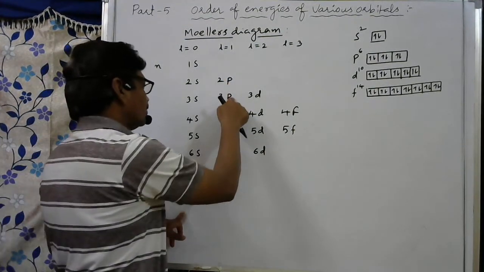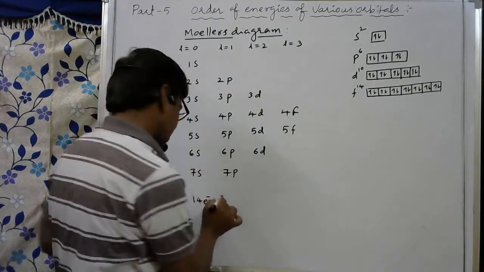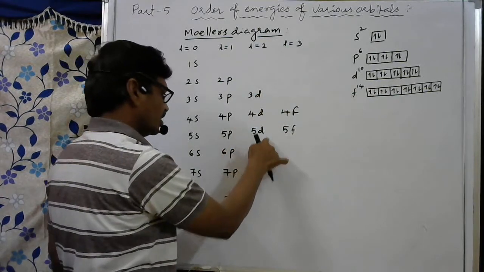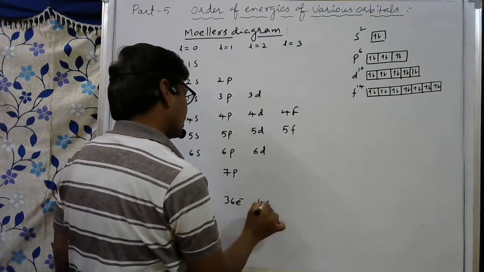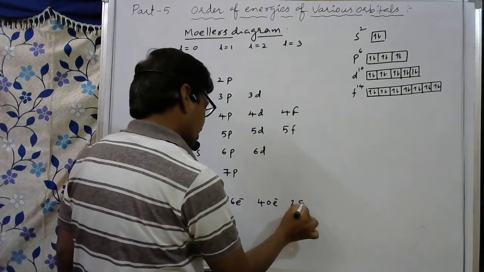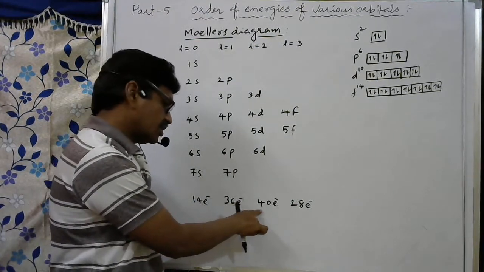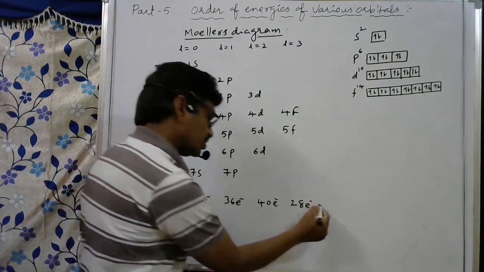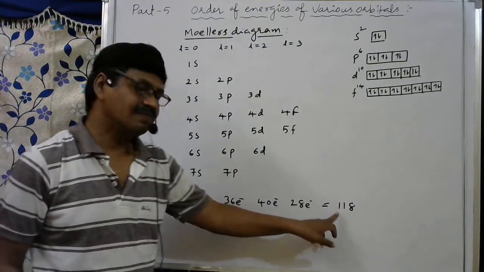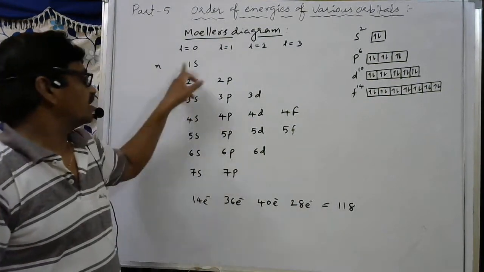Here p orbital 1, 2, 3, 4, 5, 6. 6 into 6, how much is it? 36. 36 electrons. Then d 1, 2, 3, 4. 4 into 10, 40. 40 electrons here. Here 14, 14, how much is it? 28 electrons. If I add all these, 14 plus 36 plus 40 plus 28, how much is it? I think it is 118 you can get. So for writing the electron configuration up to 118, we need this many orbitals.